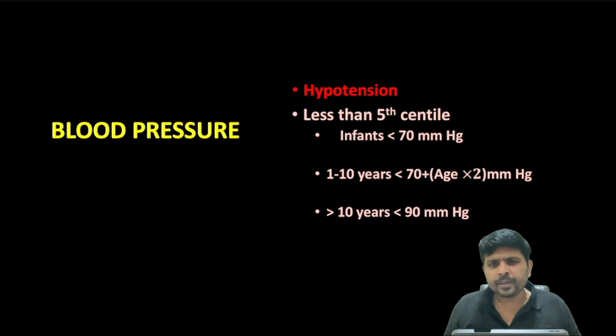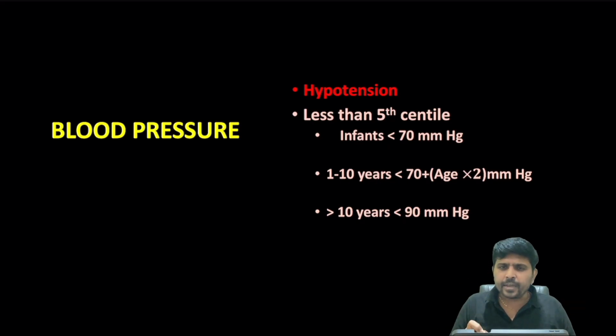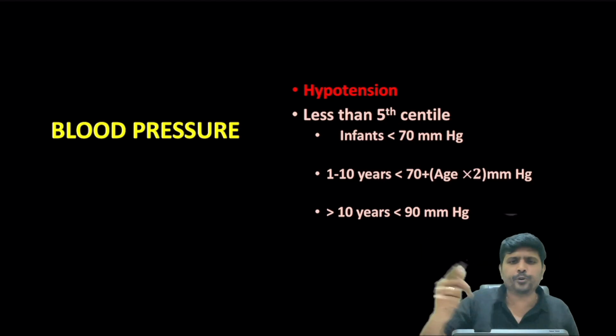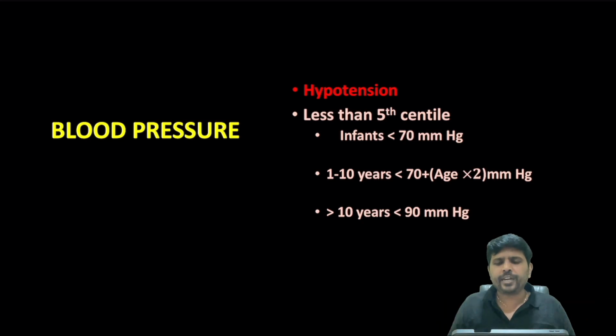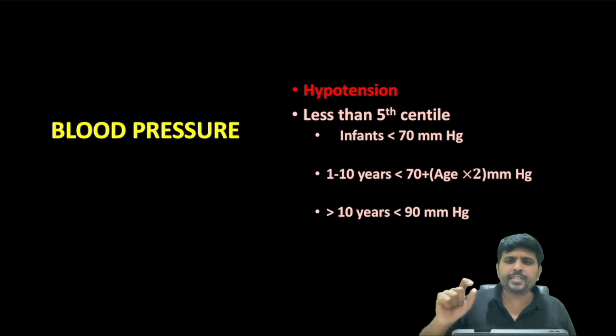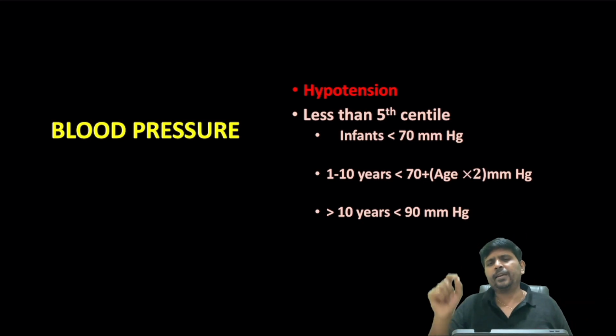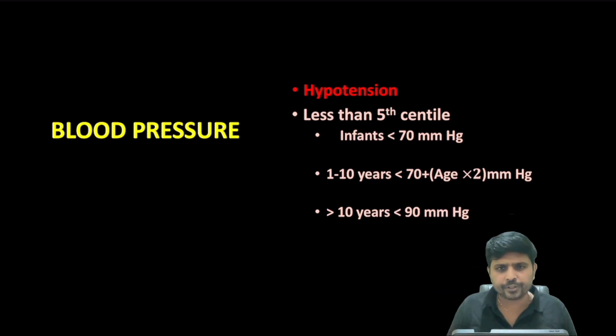And finally, this is a rule of thumb. Normally, if the infant's blood pressure is less than 70 millimeters of mercury, the child is said to be in hypotension. Between 1 to 10 years, less than 70 plus age into 2. So what does it mean? If the child's age is 4 years, when will you call it hypotension? 70 plus 4 into 2.